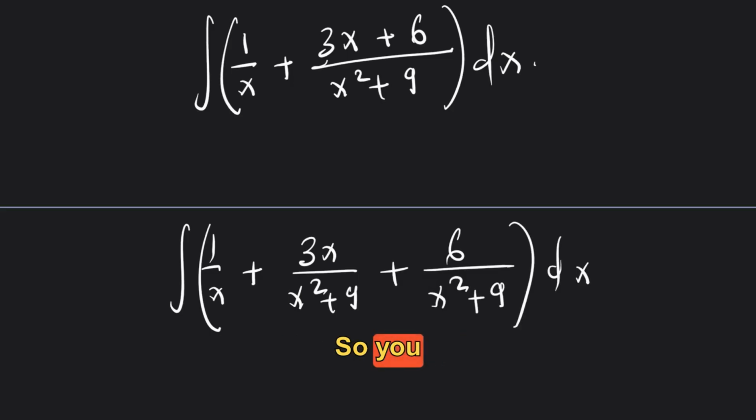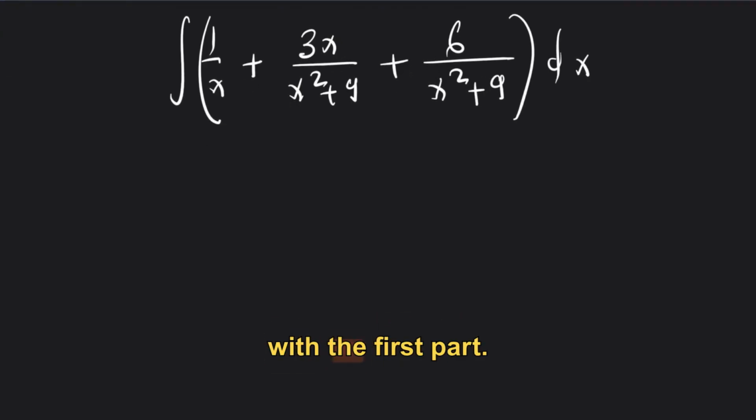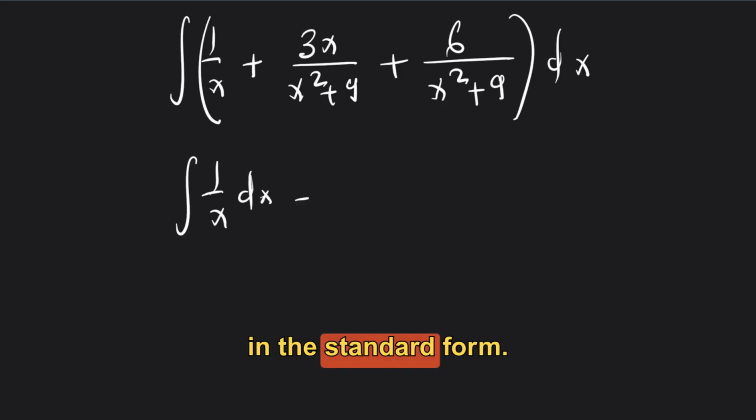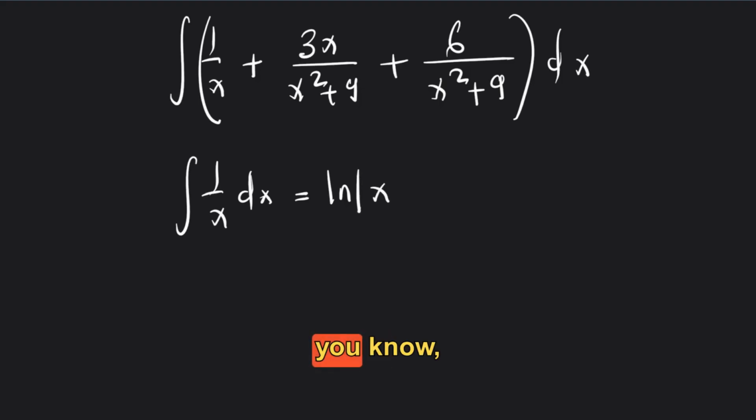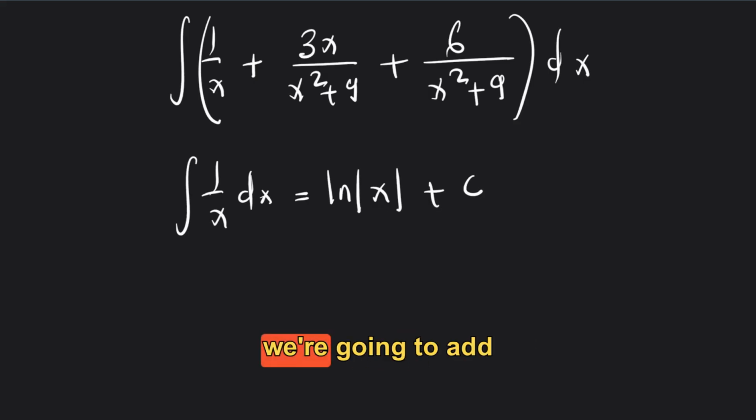Okay, so you will see why we did this split. Let us first of all start with the first part. The integral of 1 over x with respect to x is in standard form, so this is just the natural log of x, plus the constant of integration. But we're going to add a C together at the end, so we don't necessarily have to write a C here.